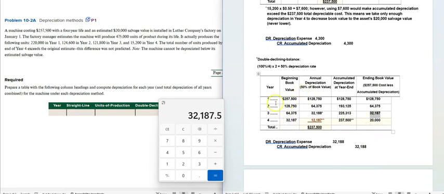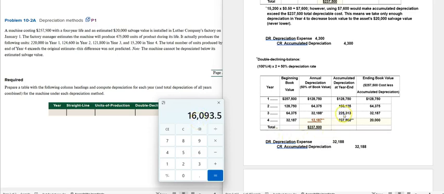Finally, in year 4, we began the year with a book value of $32,187. But remember, we do not want to record so much depreciation in that last year of the asset's life that it would cause its book value to fall below salvage value. Just like with the units of production method, we have to watch that last year very carefully. Because if I just multiply 32,187 times the 50% depreciation rate, I would record 16,000 in depreciation expense.